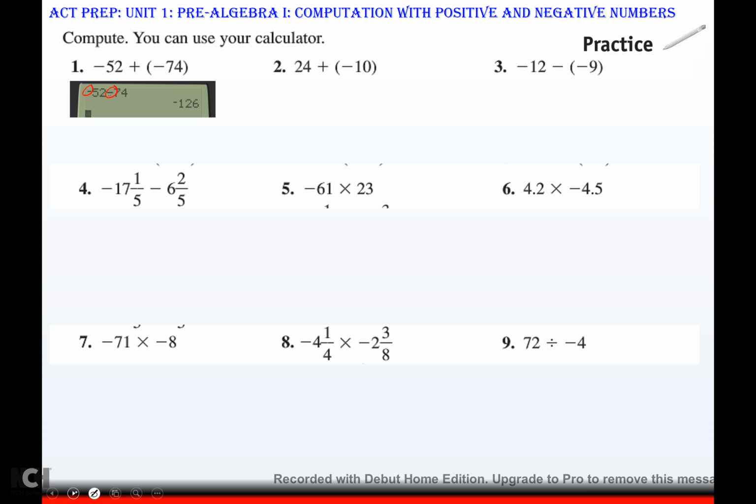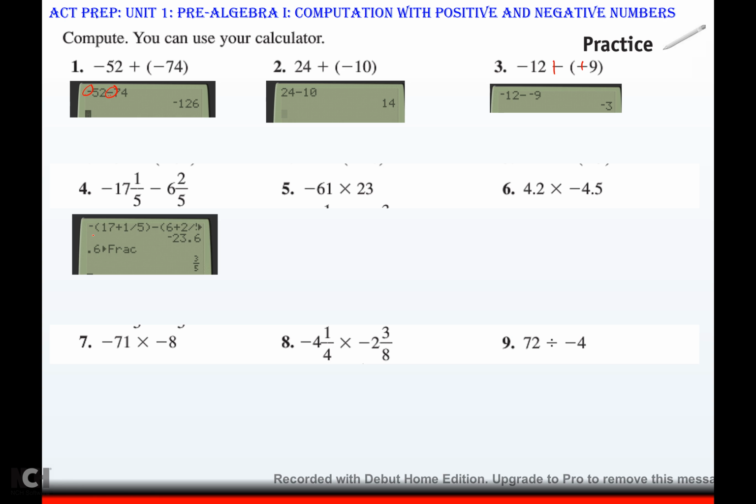Okay, so I have 24 plus a negative 10, which is the same as 24 minus 10. I have negative 12 minus a negative 9, which makes negative 3, because this double negative turns positive. And negative 12 plus 9 is negative 3. Negative 17, notice I put the negatives on the outside. Negative parentheses 17 and 1/5 minus 6 and 2/5 is negative 23.6. If you take 0.6 and math enter it, you get 3/5, which means this is negative 23 and 3/5.